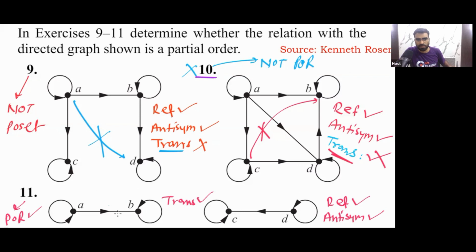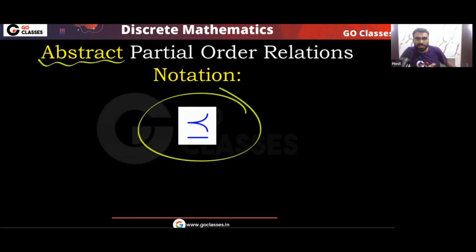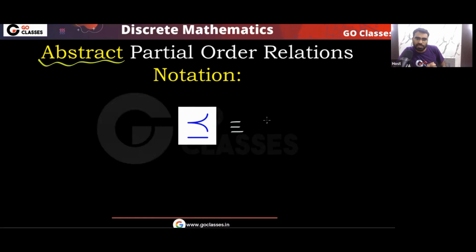Okay, very simple. Now let's move on. Now let's see the abstract partial order relation notation. So far we have seen many different partial order relations. This is the abstract notation. This notation is the abstract notation for partial order relation. So remember, when this notation is given, it simply means that this is a partial order relation. So this is same as partial order relation R.